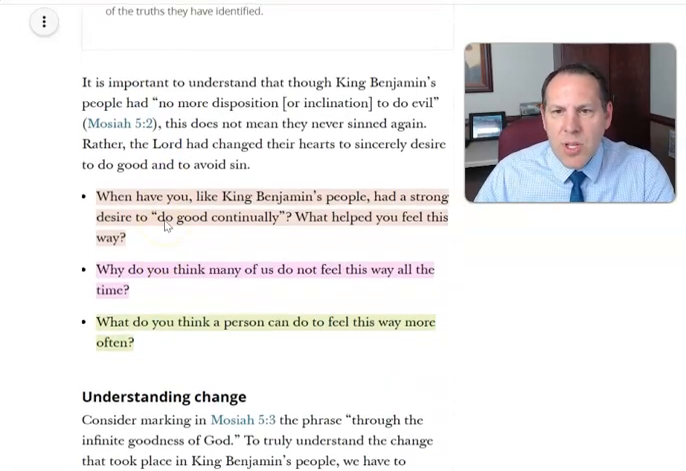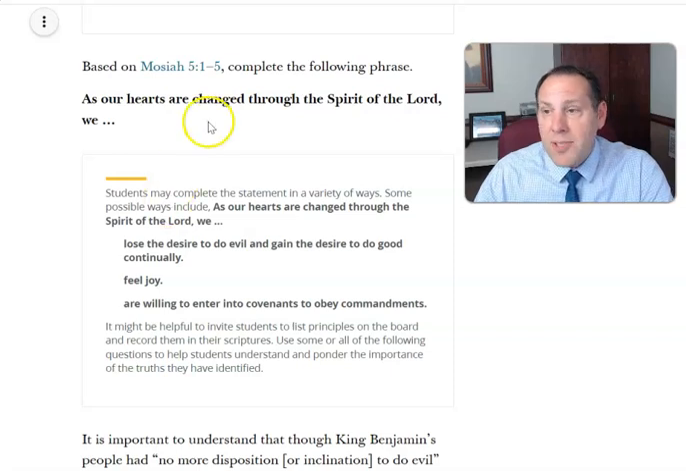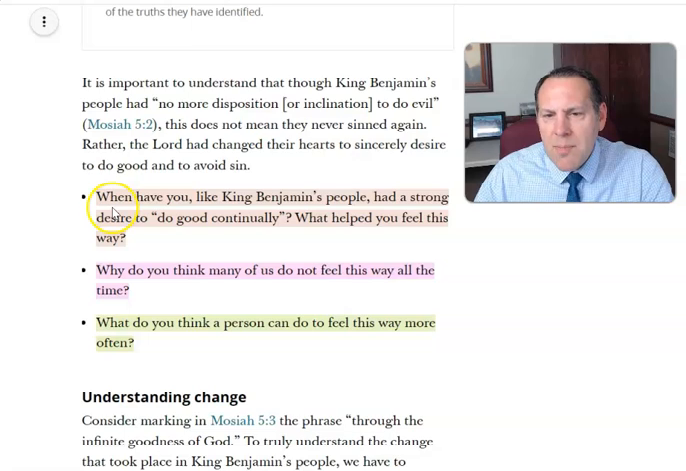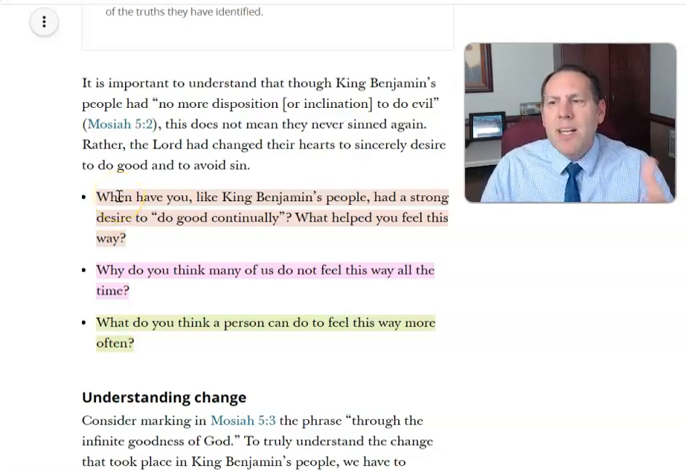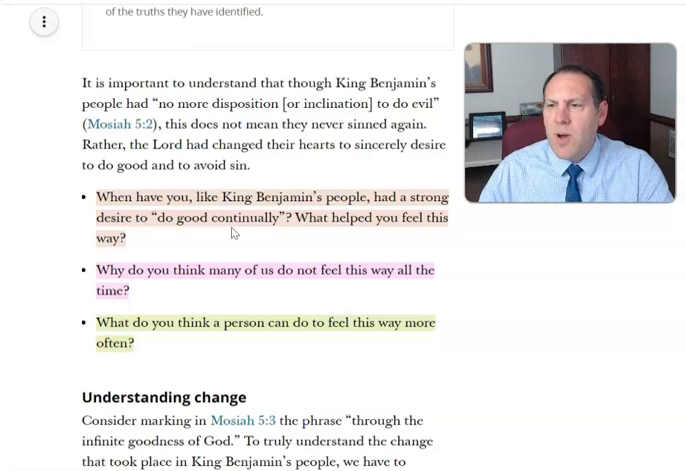So as we go down, we're going to look at Mosiah 1 through 5. That's all the verses for this lesson, really. But I put in brown, maybe this is a good journal question. I want everybody to have an experience with this, and maybe this is a little deeper or more personal. When have you, like King Benjamin's people, had a strong desire to do good continually? And what helped you feel this way?